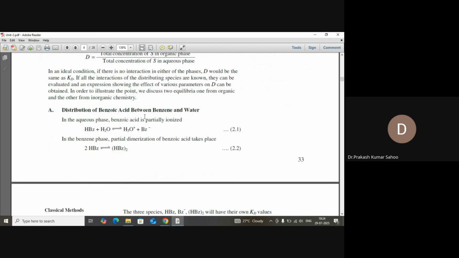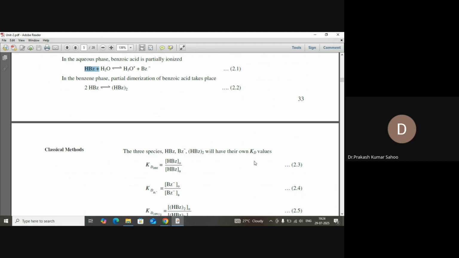For example, in the distribution of benzoic acid between benzene and water, benzoic acid in water gives hydronium ion and benzoate, and in the benzene phase, the benzoic acid dimerizes to give (HBZ) twice. This is the dimer. So we have the first one, HBZ in the aqueous medium.